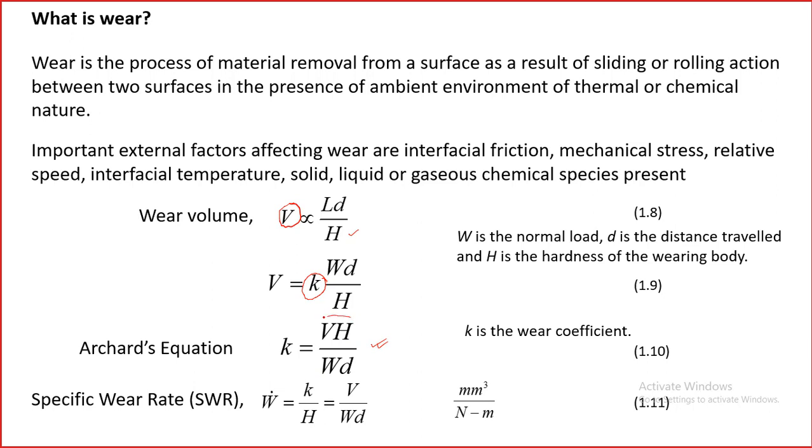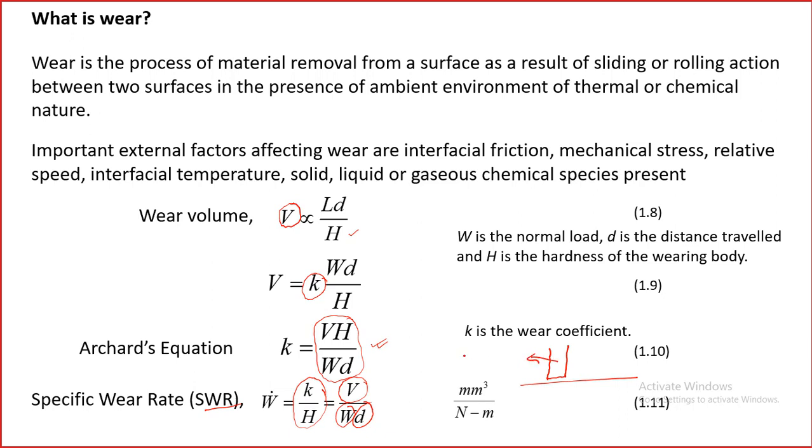But this involves hardness, which is not always available, so for a practical purpose we use the specific wear rate, which is K divided by H, simply given as the volume of material removed divided by the load and the sliding distance. That gives the specific wear rate or SWR. In this definition we assume that the wearing material is always in contact with the counterface.